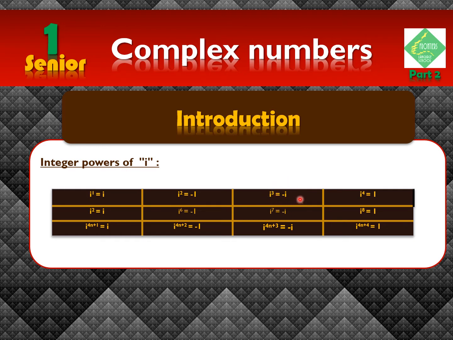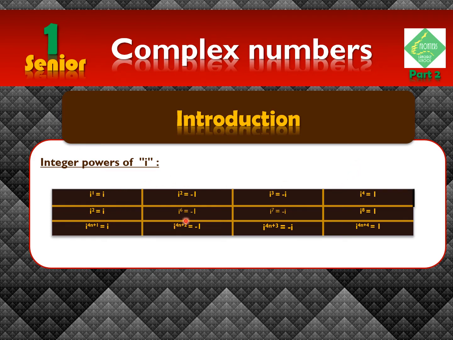So i power 3 equals i squared times i power 1, which is negative 1 times i, which is negative i. What about i power 4? i power 4 is composed of i squared multiplied by i squared, and I have here i squared which is negative 1. So if I multiply negative 1 times negative 1, you will get 1. What about i power 5? i power 5 is composed of i power 4 times i power 1, and i power 4 is 1, and i power 1 is i. So i power 5 equals i.